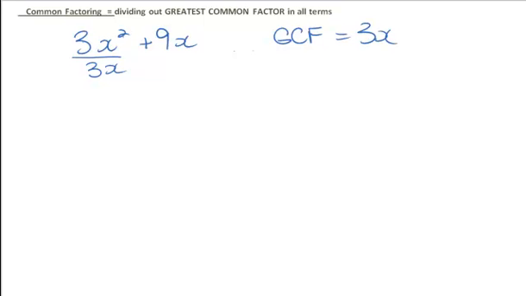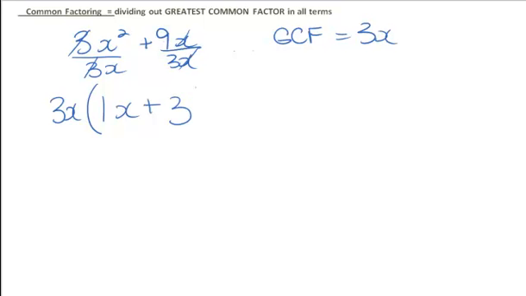3x squared divided by 3x, the 3's cancel out, and you're left with 1, and x squared divided by x is 1x. And what you're dividing out, you put out in front of the brackets like so. And then 9x divided by a 3x, you're left with 3.